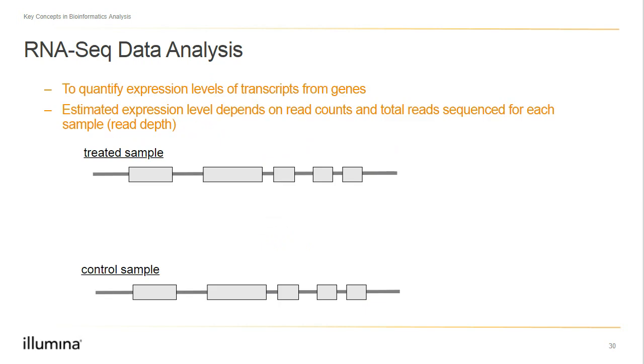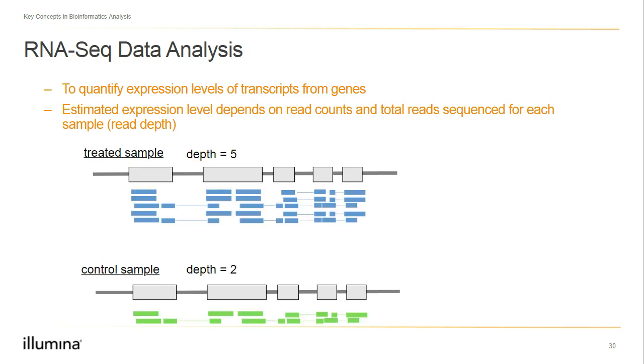There are a couple ways that we can count expression, but here I'm only going to show the simplest. Let's say that we have this scenario. The treated sample has a depth of 5 for each exon, and the control has a depth of 2, but that's only part of the story. Let's say for the treated sample we get 50 million reads, and for the control we have 10 million. We need to normalize them if we're going to compare them.